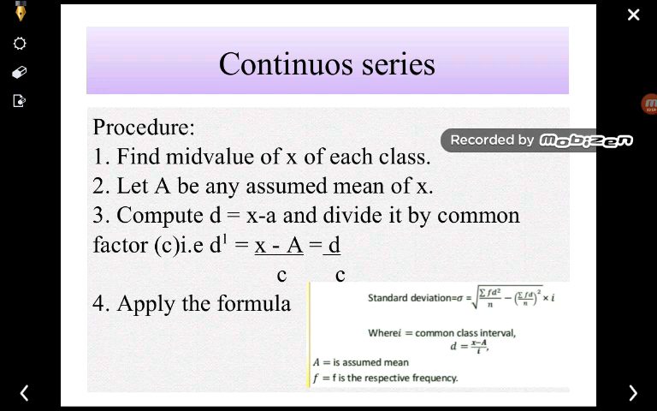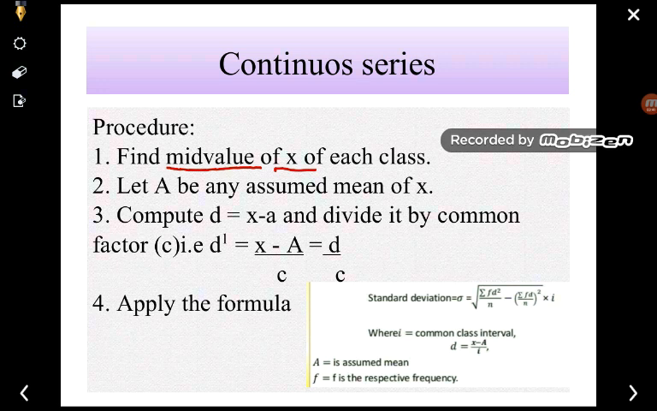Coming to the next slide, the procedure for the continuous series. In order to calculate the continuous series, there are certain procedures. You have to follow the procedure, apply it on the table and calculate. First, you have to find out the mid value. You know that it is given in the form of class intervals, so the first thing is to find the mid value as x of each class. हर एक class का mid value हमें पहले find out पता होना चाहिए. That will be considered as x.